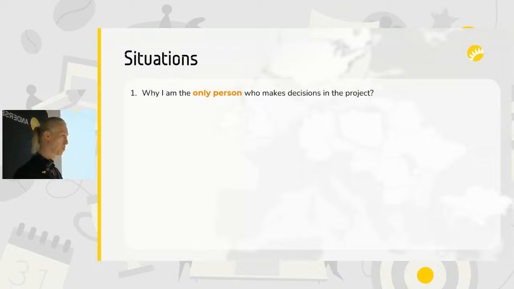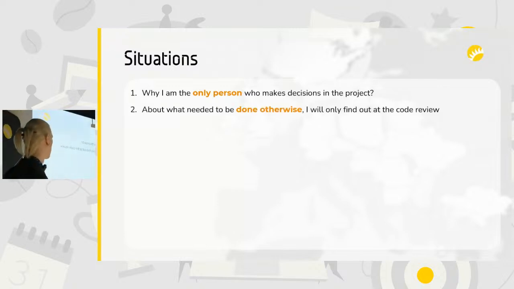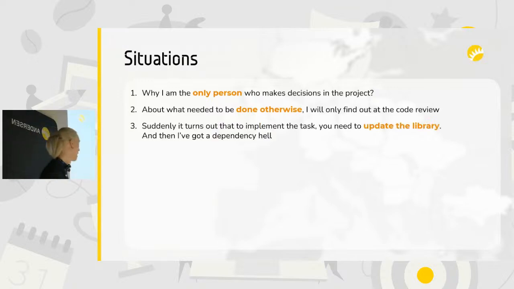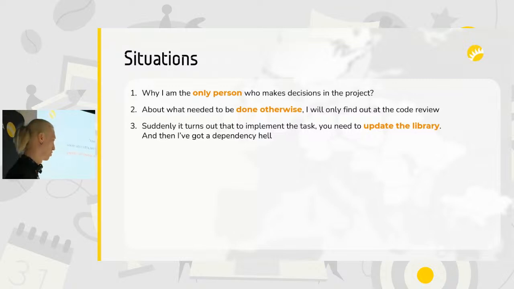Lots of companies struggle where the team lead is the only person who makes decisions. And about that, actually, the code review is the only time and place where you understand what you actually had to do. And there are lots of cases when you face dependency hell just in the middle of development, which increases your effort three times more, maybe two additional weeks.